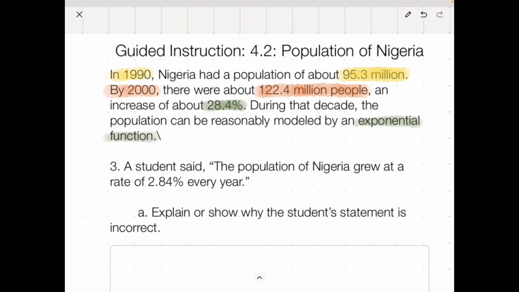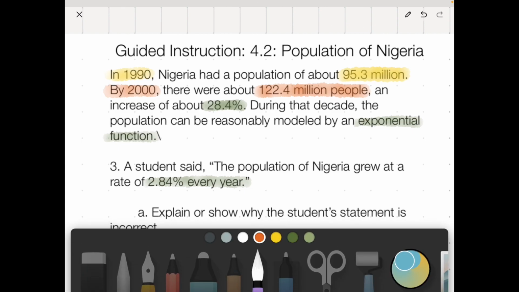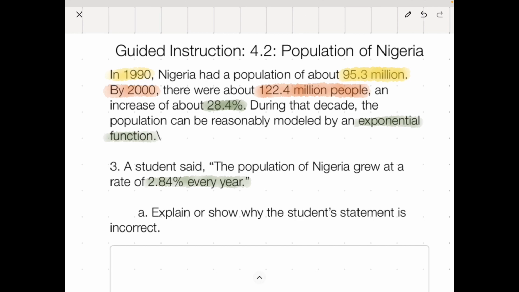Now, they want us to do a few things with this info. The first thing they say is a student said the population of Nigeria grew at a rate of 2.84% every year. Remember that our increase from earlier represented not 1 year, but 10 years, right? It was a 28.4% increase in 10 years. They're saying that would mean this is what the population is growing by every single year. So we have to compare those two and decide whether or not this is true.